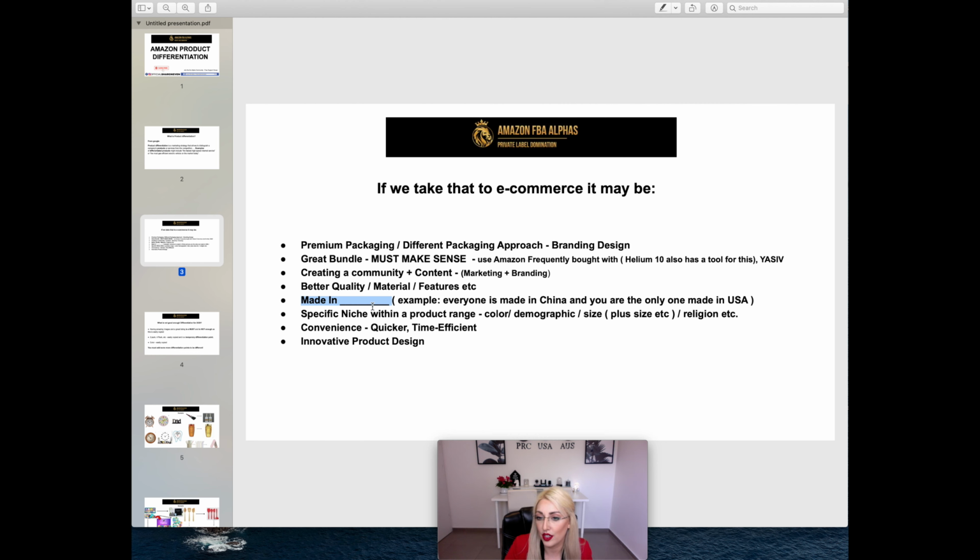Specific niche within a product range. So it could be color, demographic, size, plus size, religion, etc. Convenience. So if the product is quicker than most and is time efficient, etc. And then of course, in my opinion, the most important one, an innovative product design.